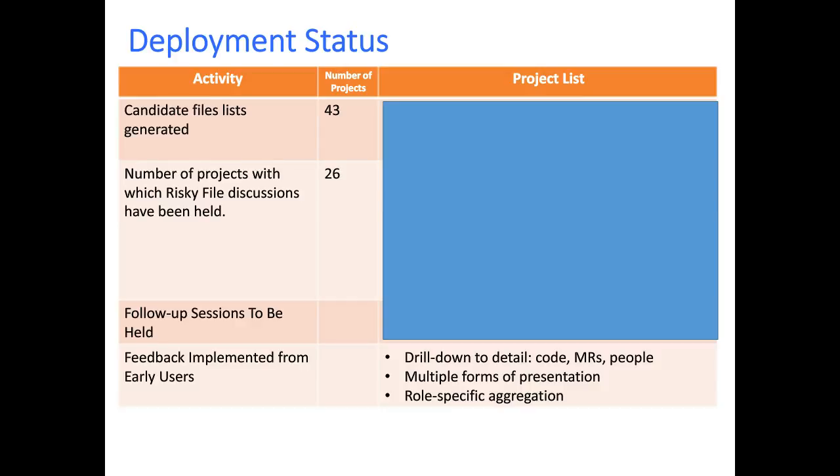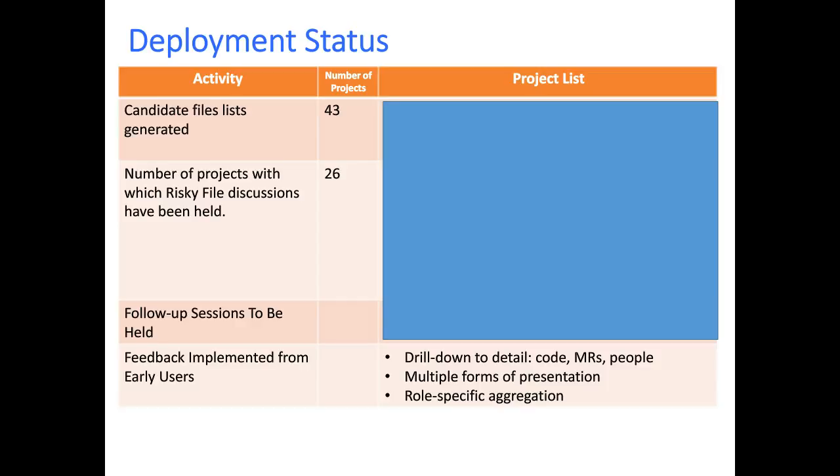And some of this feedback was that they really wanted to see the actual code. So that's what we included. They wanted to see actual modification requests that were related to these files, as well as people that were involved in authoring these files. Multiple forms of presentation for different stakeholders was critical because, again, managers prefer the Excel-like format, while developers prefer a more direct drill-down approach that I showed.